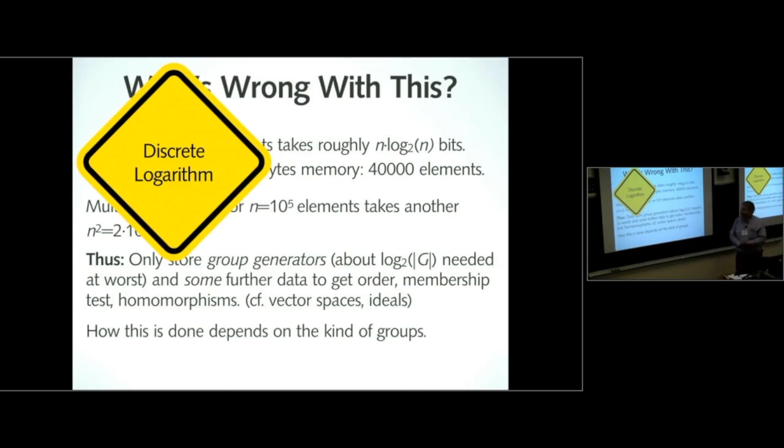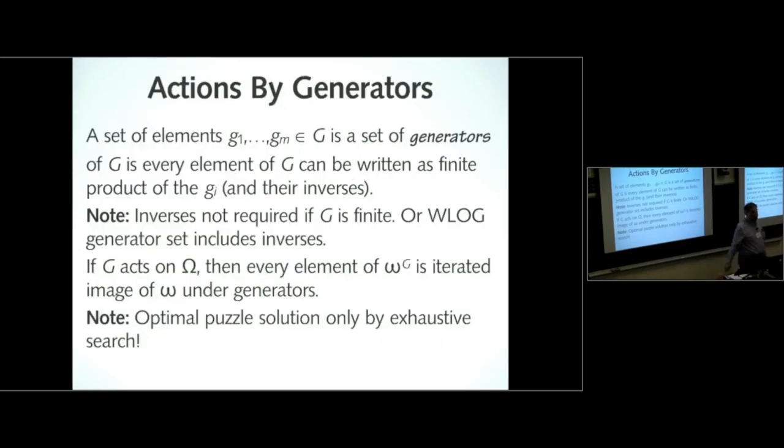Okay, so the model I'm going to talk about is a group represented by generators. I mentioned already group actions are a basic tool for working with groups, so we should look at what happens if we are acting with generators. So, a set of generators is a set of elements so that every element of the group can be written as a finite product of these elements and their inverses. I'll be a little bit sloppy with the inverses. If you're worried about this, assume the set of generators is closed under taking inverses.